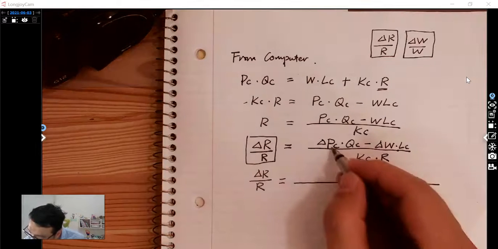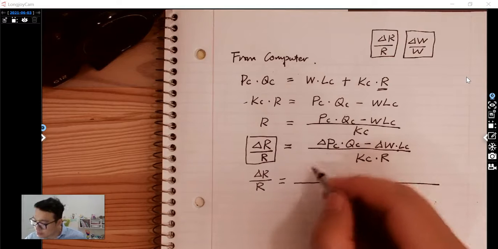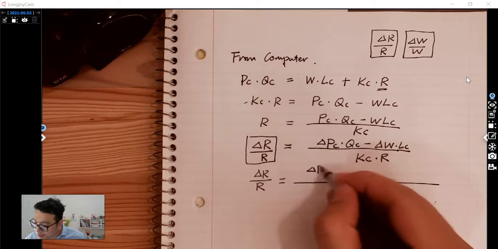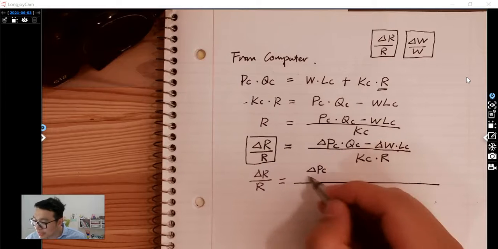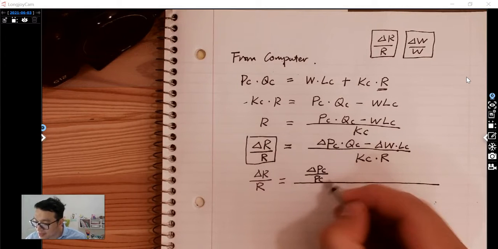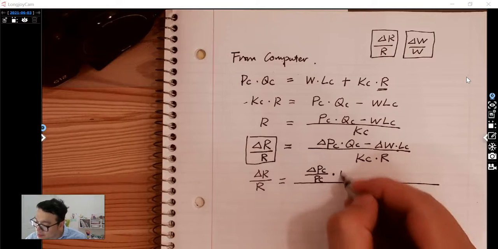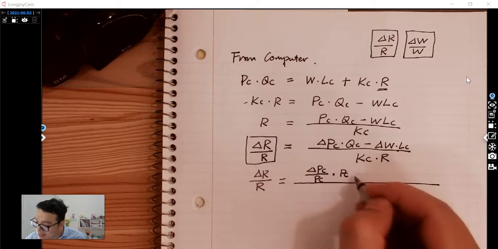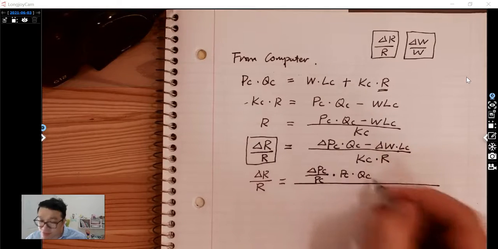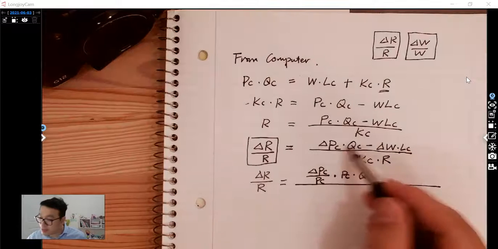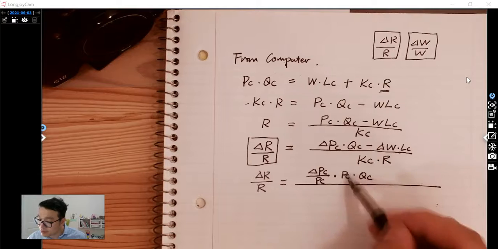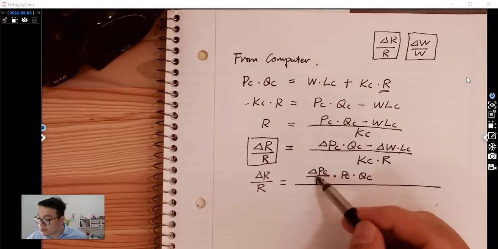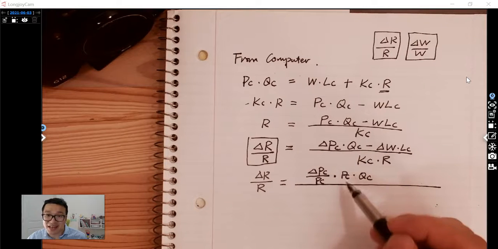In this part, delta PC times QC, we use a special way to do it. We expand this term. We divide delta PC by PC, and then we multiply by PC back, and then times QC. If you check those terms, delta PC times QC equals delta PC divided by PC, times PC, times QC. Those PCs cancel, and we still get delta PC times QC. So they are the same.